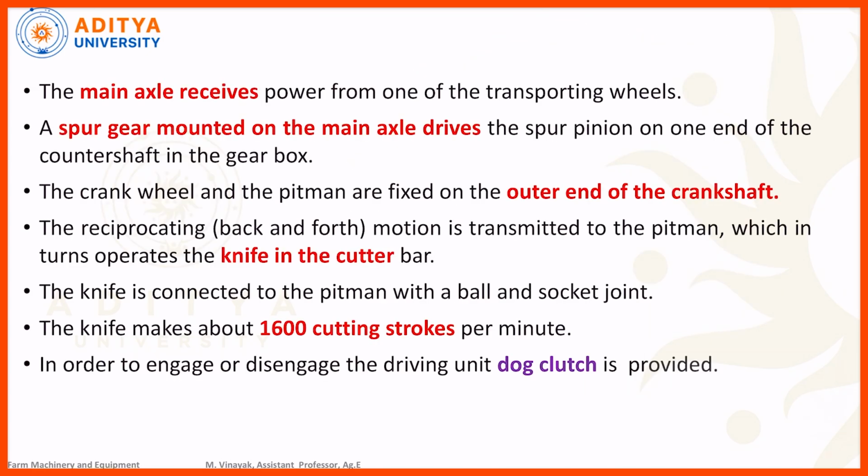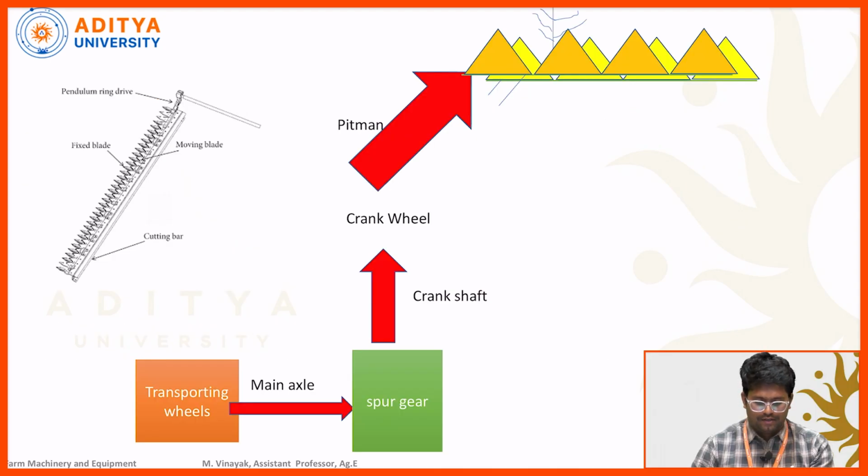Here you can look at some more theory regarding the mower. The main axle receives the power from the transportation wheel. Here, look at the flow chart of the power transmission unit. One wheel is there, which rotates in a circular direction. By the rotation of this wheel, the main axle receives the power.